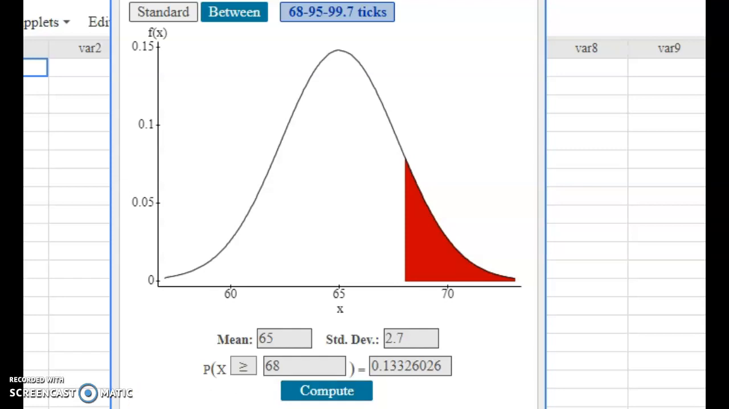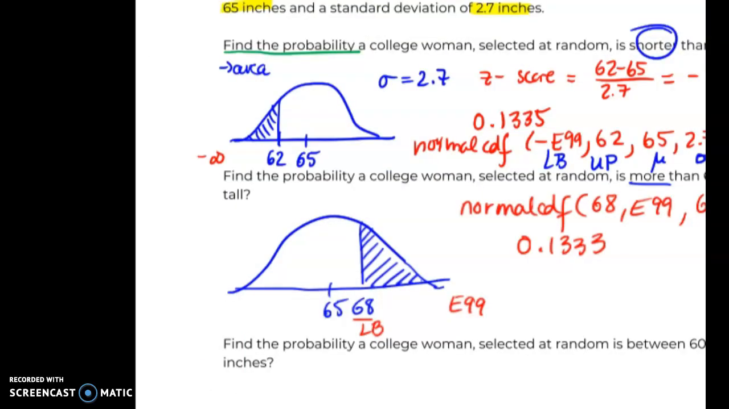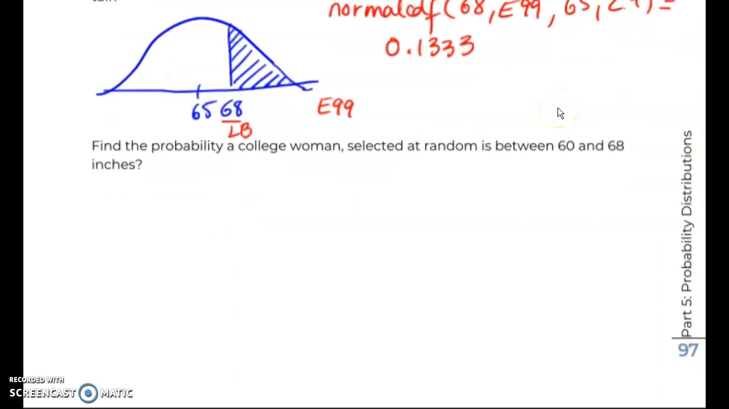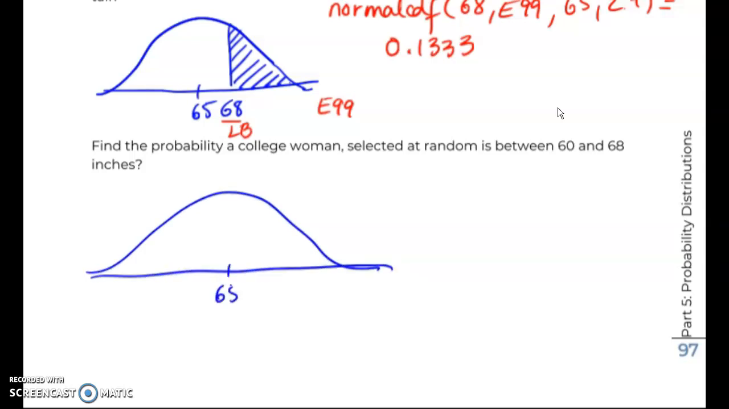The last question is our third scenario over here, looking at the probability that a student is between 60 and 68 inches. So let's draw the curve one more time. 65 is in the middle. We are going to do 60, which is on the left, 68 on the right, and we're going to find the area in between.